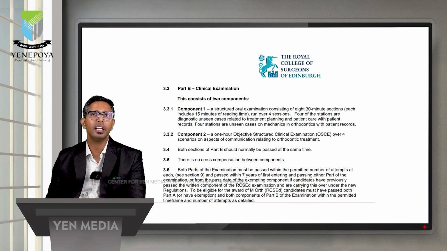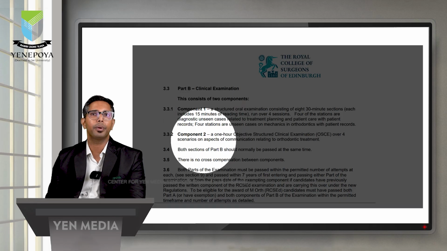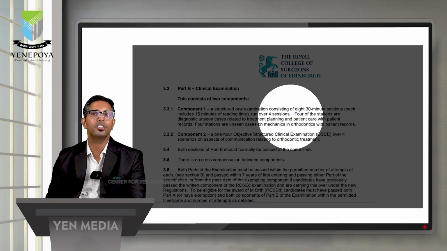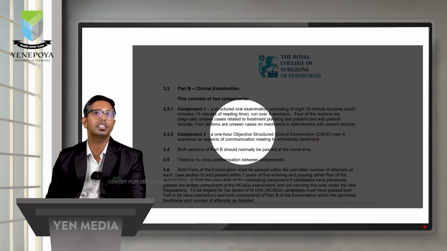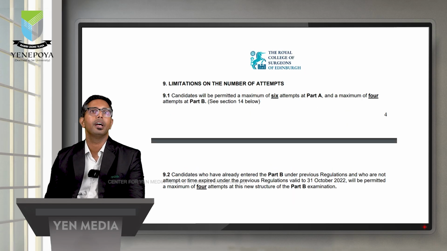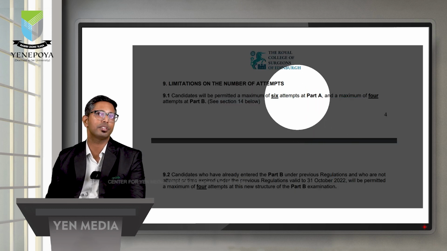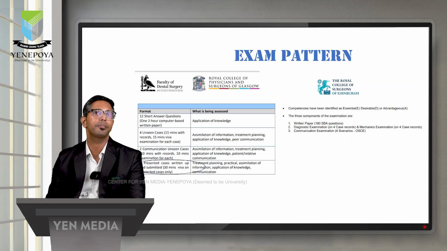Next is part B, the clinical examination of Edinburgh. Here, as I told you before, there will be a component 1 and a component 2. Component 1 will be a structured oral examination consisting of 8 minutes 30 seconds, and 4 of the stations are diagnostic unseen cases related to the treatment planning and patient care. Now, limitation to the number of attempts: candidates will be permitted a maximum of 6 attempts at part A and a maximum of 4 attempts at part B.